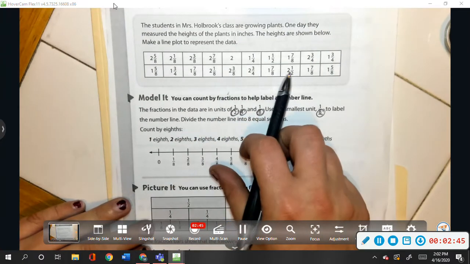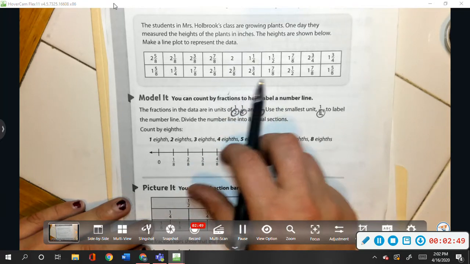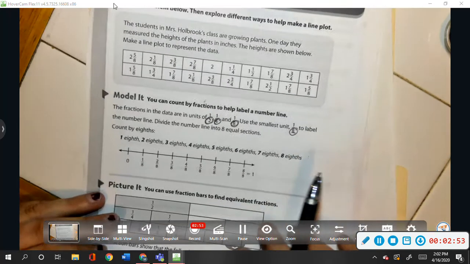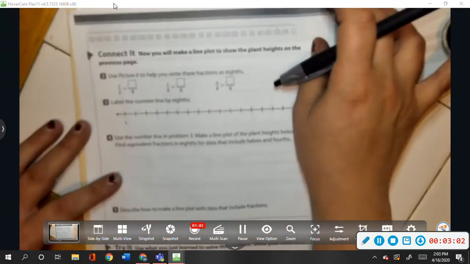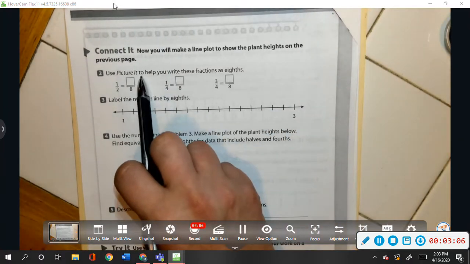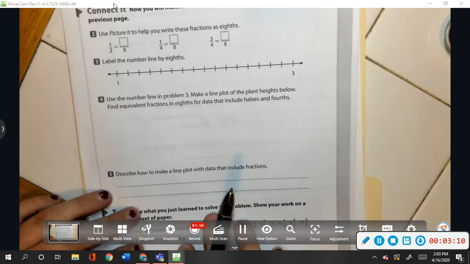Because if they want us to do anything with this data, any kind of adding or subtracting, all of our denominators are going to have to be the same. So we might have to switch some of these mixed numbers around. Let's see. This is page 291. Number 2 says use picture it to help you write these fractions as eighths. Well, they already kind of gave us that hint.